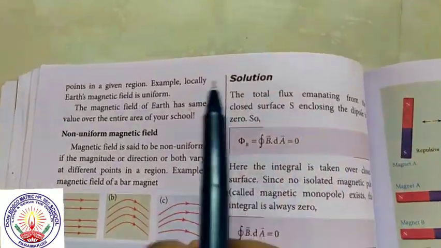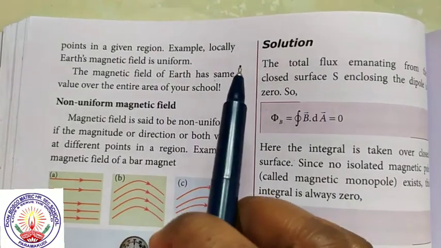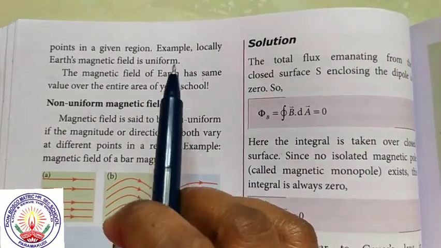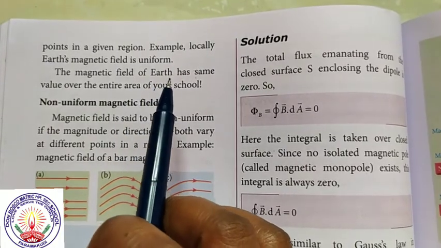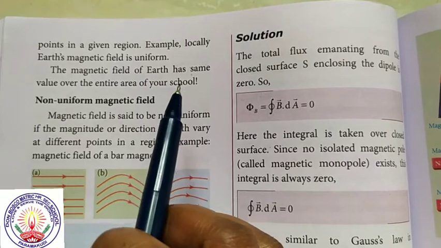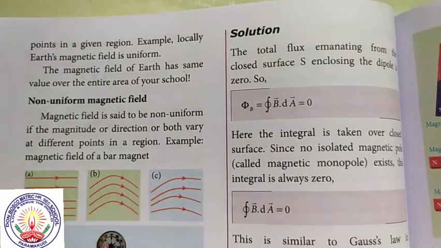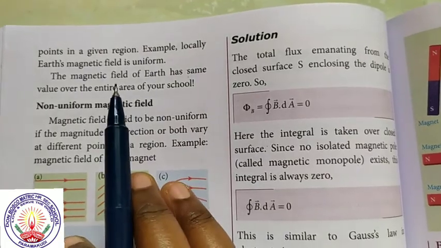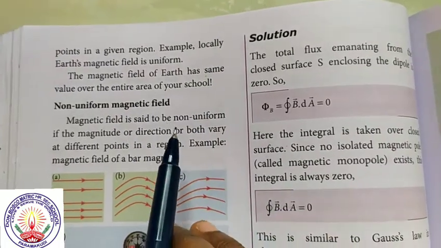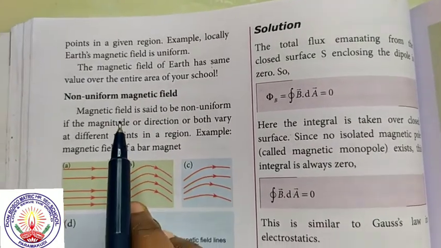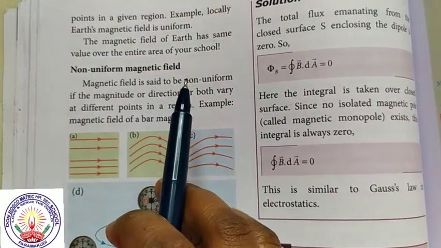Same magnitude and direction. For example, Earth's magnetic field is uniform. The magnetic field of Earth has the same value over the entire area of your school. If we take the Earth, its field is a uniform field because of the same magnitude and direction. At the same time, non-uniform magnetic field.